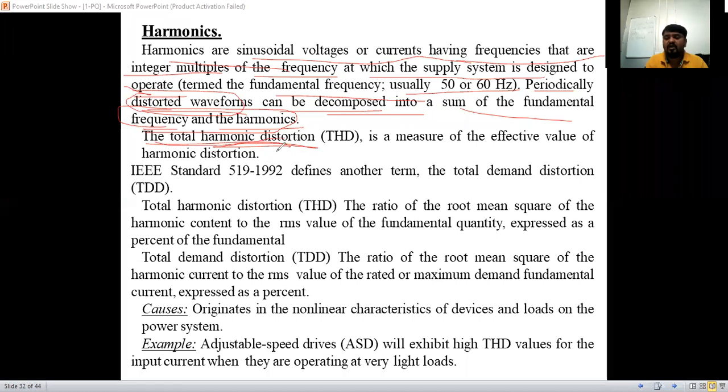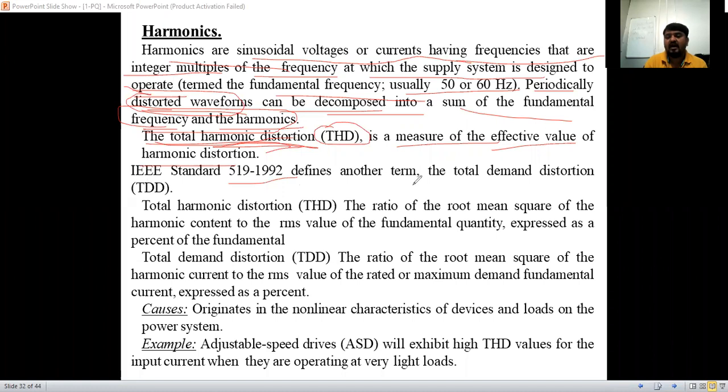So the total harmonic distortion, called THD, is a measure of the effective value of harmonic distortion. Whatever the effective value of harmonic distortion that occurs, that is nothing but total harmonic distortion. Again, for harmonics, so many standards are there: the IEEE standard, the IEC standard, the ANSI standards. So many standards are there.